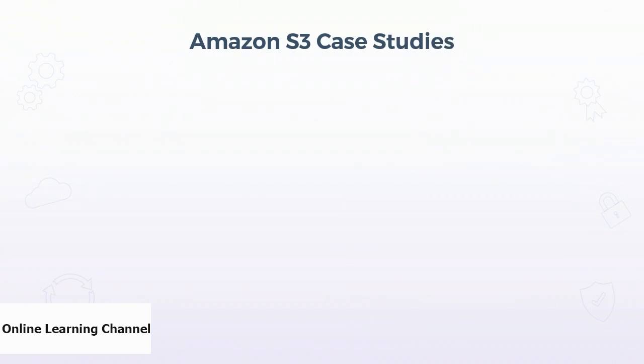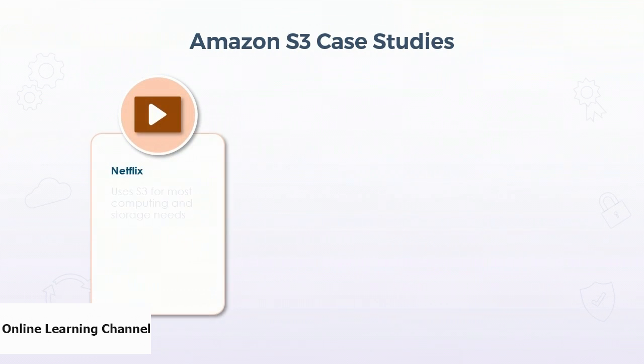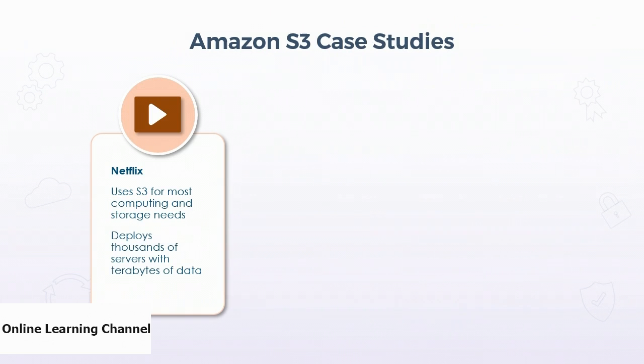In this video, let us learn some examples of how global businesses are using Amazon S3 to tackle real-world problems. First, let's take an example of Netflix. Netflix uses S3 for most of its computing and storage needs. The streaming content of Netflix is hosted on S3 and is available to millions of users around the world at the touch of a button without any latency. By deploying thousands of servers and using them for storing terabytes of data, Netflix is able to leverage a robust, secure, and highly durable Amazon S3 architecture.